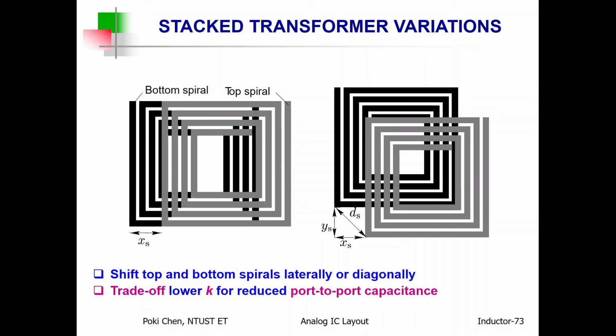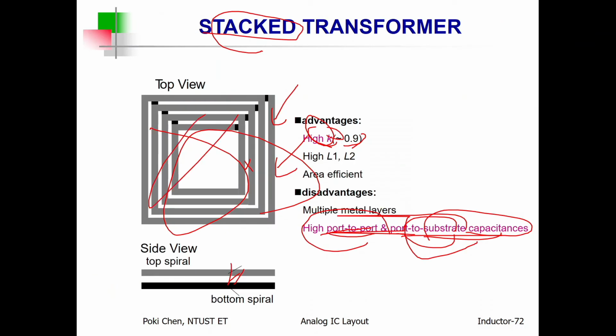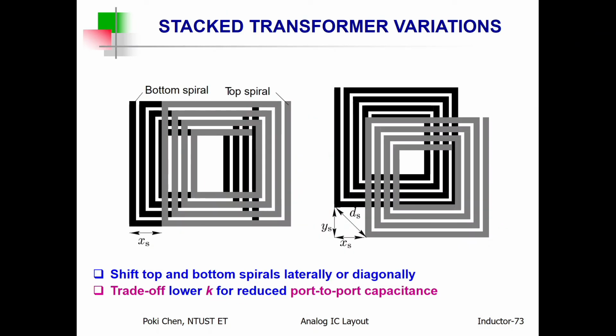Okay, then we have some variations. For example, if you would like to have some kind of spatial movement, displacement, sorry. For example, the top metal and the second-to-top metal, for the primary inductor and the secondary inductor, need not be fully overlapped. You can have some kind of displacement, horizontally, vertically, or diagonally.